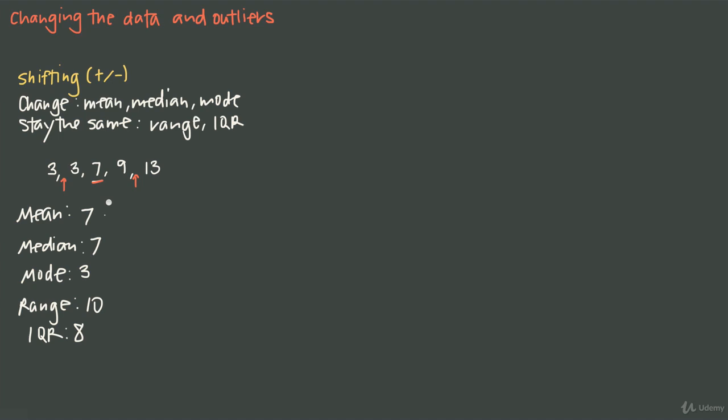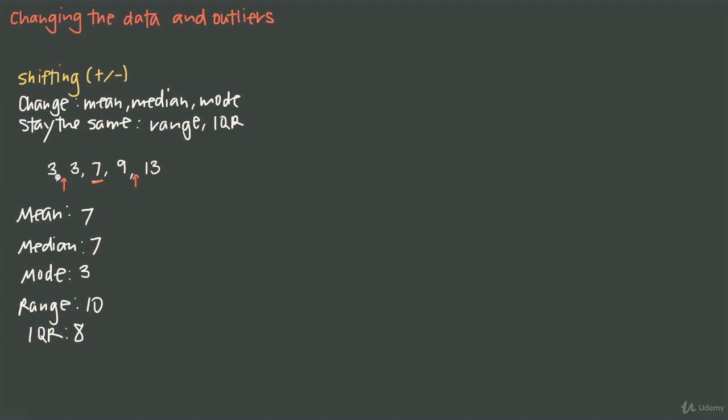Now remember we said for shifting that we would be adding a value or taking a value away from every data point in the set. So for example, I could choose to add 6 to every data point in my set. That's just an arbitrary number I picked. I could choose to add any value or subtract any value. Let's just say I'm going to add 6 because I want to know what happens to my data when I add 6 to every value.